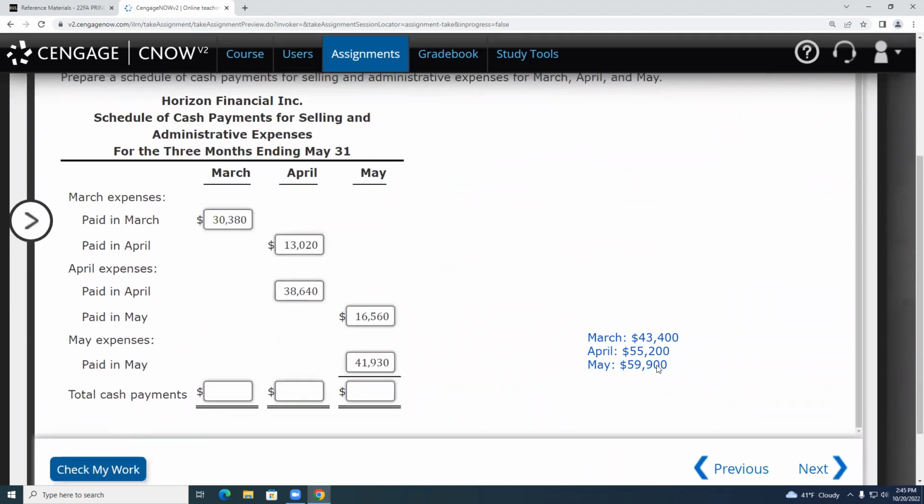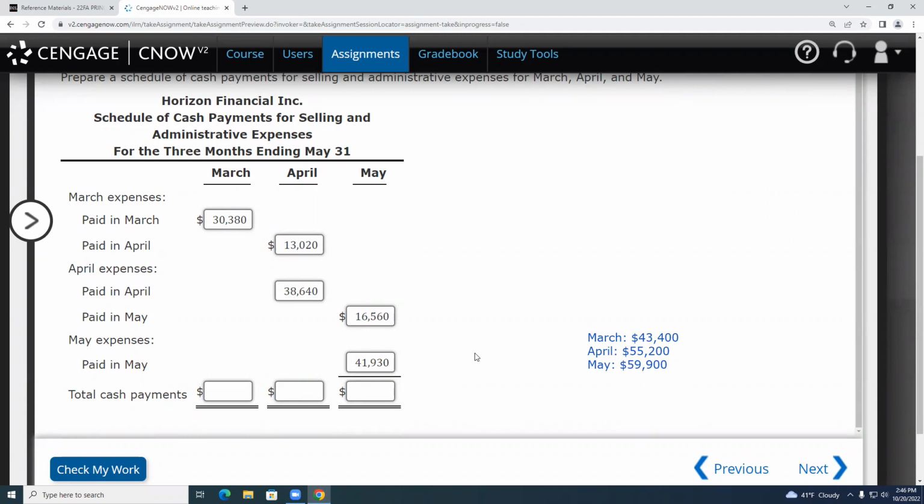So May's expenses, subtracting out depreciation, insurance, and whatever that other thing was, property tax. May's expenses were about $60,000, but we only included $42,000 here. What happened to the other $18,000? Why aren't we showing it? Does that mean we don't have to pay for it? I guess it just doesn't have us listed since that month hasn't passed yet.